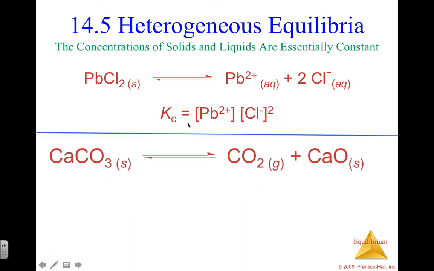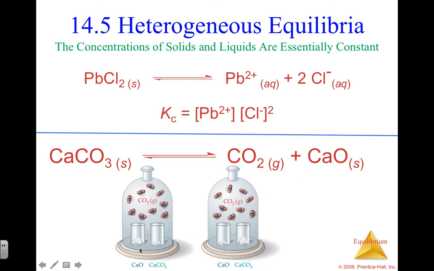So here we have calcium carbonate in equilibrium with carbon dioxide gas and calcium oxide. So I know it's heterogeneous equilibria because I have different phases, solid, gas, and solid. So a quick diagram of what we're looking at. Calcium oxide in one beaker, calcium carbonate in another beaker. You've got this bell jar with carbon dioxide present. And you can see we're starting in this case with a lot of calcium oxide, less calcium carbonate. And once equilibrium is reached, we have much less calcium oxide and more calcium carbonate.